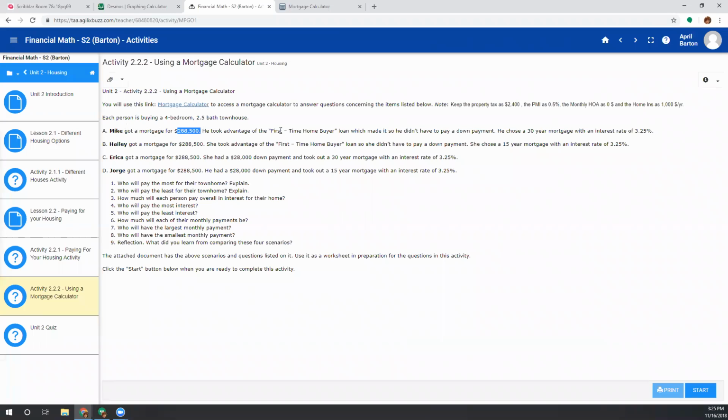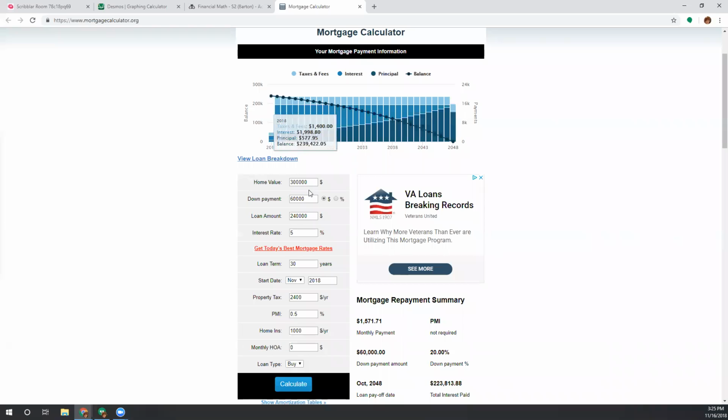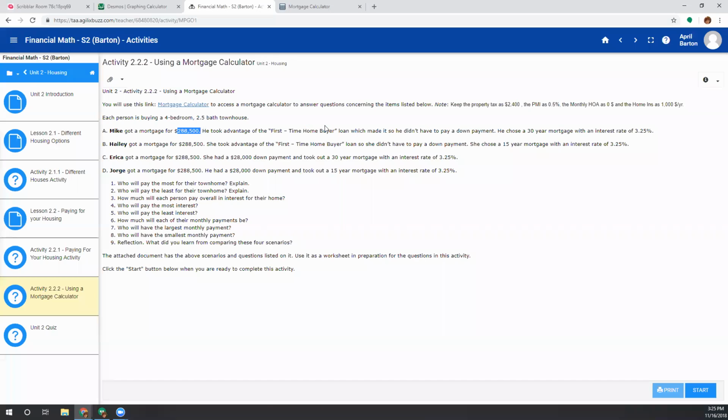So like for Mike, he has a mortgage for $288,500. He took advantage of the first-time home buyer loan, which made it so he didn't have to pay a down payment. So that amount, they say mortgage, but on the mortgage calculator, it's also considered the home value since he didn't pay a down payment. And then his down payment would be 0. And so then it says the loan amount. He chose a 30-year mortgage, so 30 years with an interest rate of 3.25.